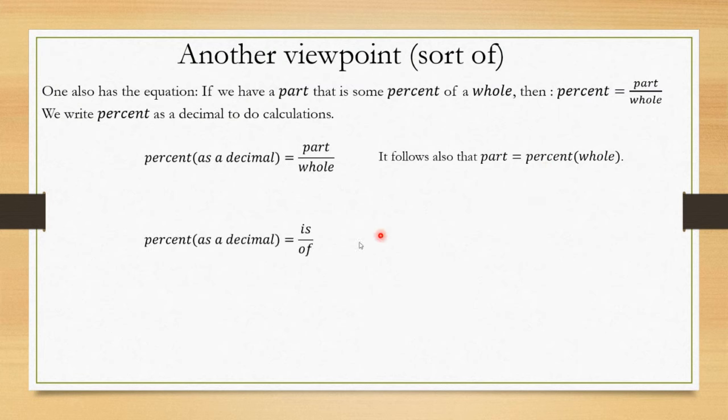This is also useful. Namely, you could think of a percent as is over of. And this is even more useful in word problems. You might see, for instance, okay, what is 25% of a number? There it's a little bit easier to solve the problem using is and of. And of course, just like above, is is basically your part, of is your whole, so you can just multiply as well.